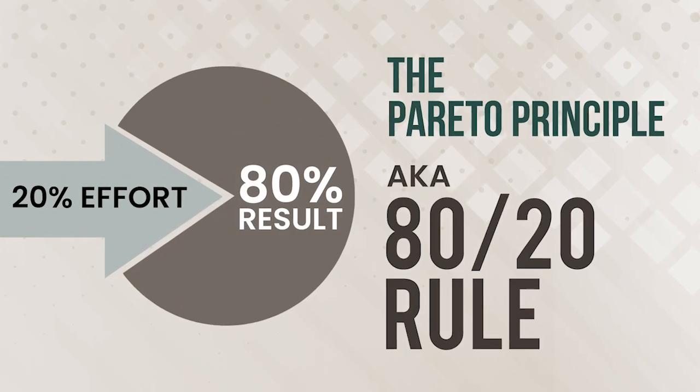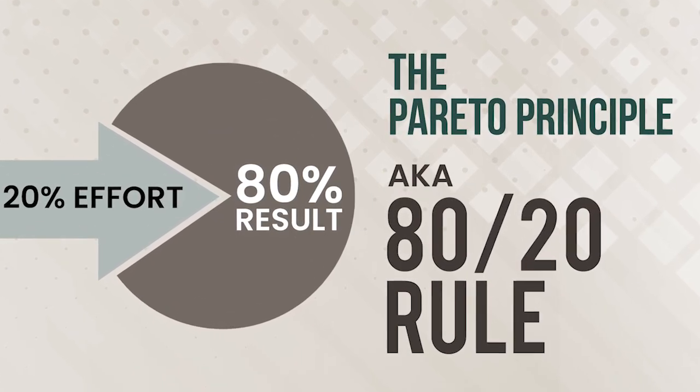Today, I want to share with you a tried and true concept to boost productivity. It's called the Pareto Principle. The Pareto Principle, also known as the 80-20 rule, states that 80% of the output comes from 20% of the input. This principle can be applied to any number of areas, including business, finance, personal development, and so on.